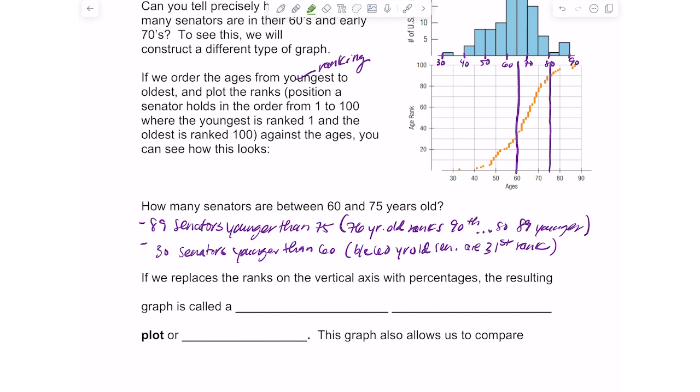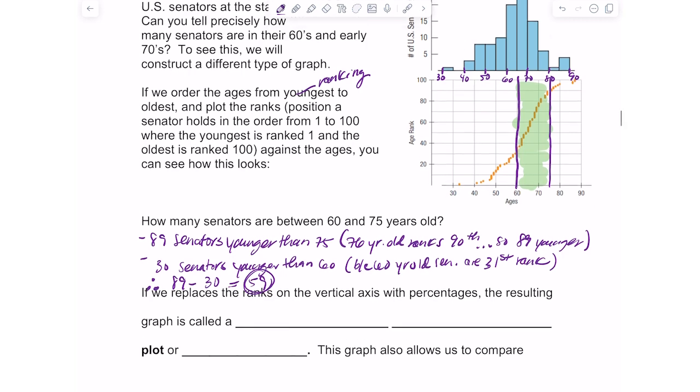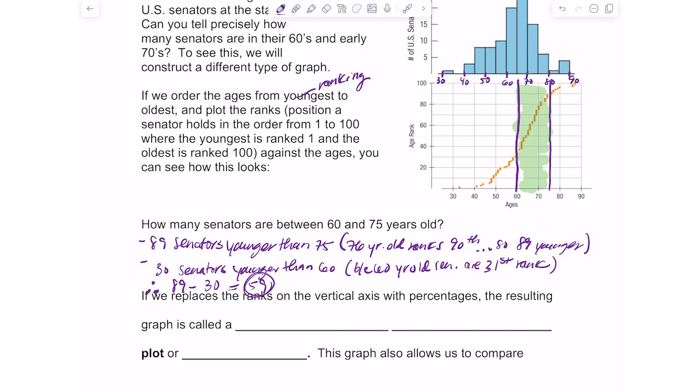Okay, so now if I want to figure out this middle part here, like how much exactly is right in here, I could just take 89 and subtract 30. So therefore, 89 minus 30 equals 59. So there would be about 59 senators that are in their 60s and early 70s.